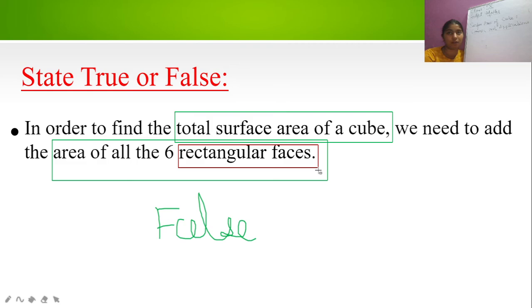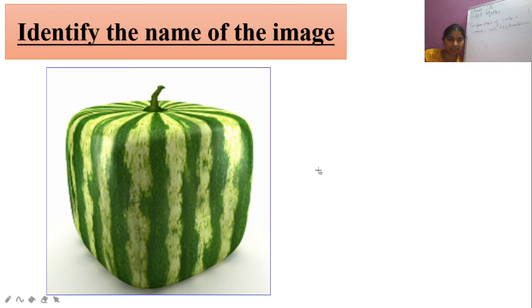Okay, so now let's come forward. Now students, identify the name of this image. What is this? Yes, do you see a watermelon? Do you eat it in the summer time? Yes, it's very healthy, right? And it's very fresh, watery and sweet, right? So these are fruits, and this fruit is also in the shape of a cube. Very good.